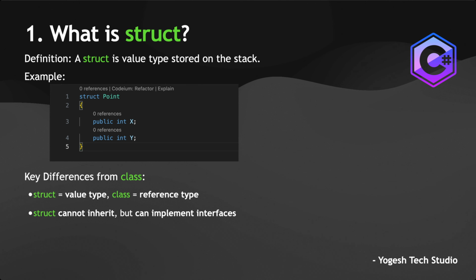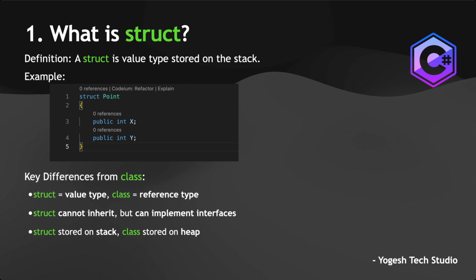Unlike classes, which can be inherited and we can do many things with, with struct we cannot inherit, but we can implement interfaces within struct. Of course, struct gets stored on the stack and class is stored on the heap, as I already told you. I keep on saying this, stack versus heap memory.